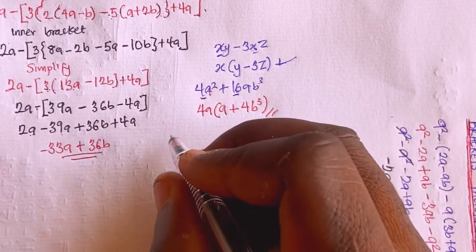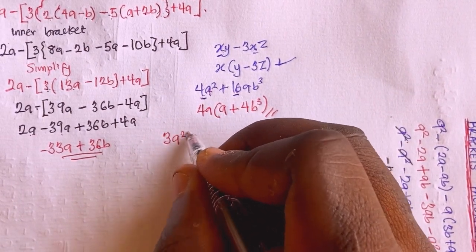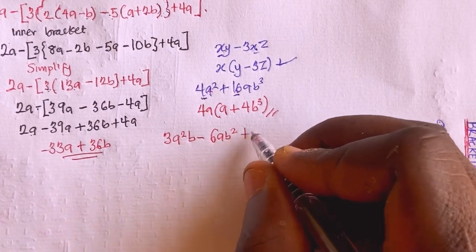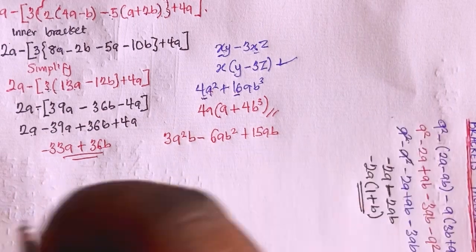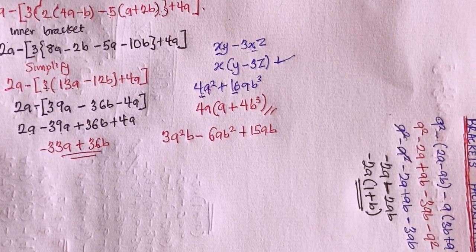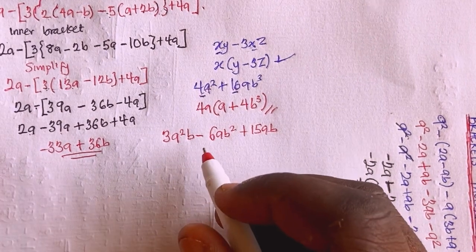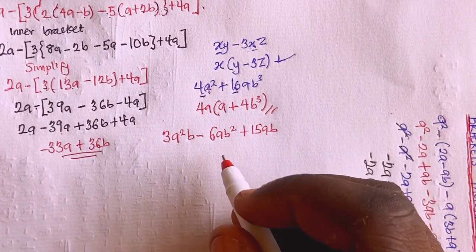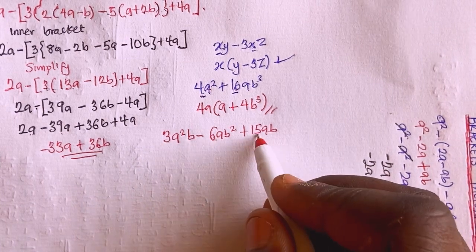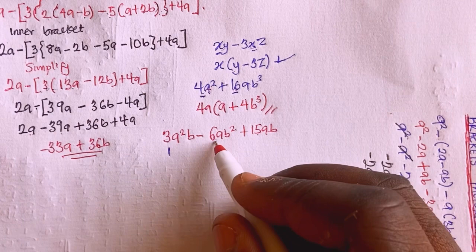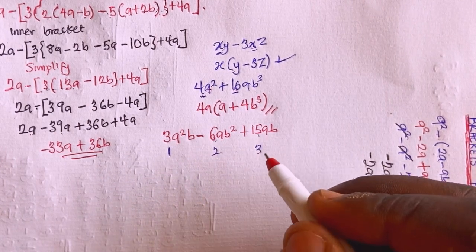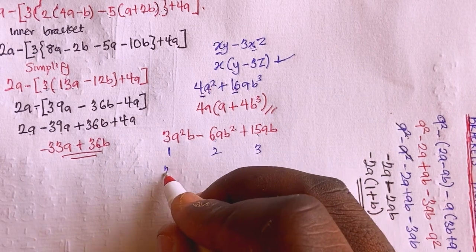Then suppose you are given 3a squared b minus 6ab squared, then plus 15ab, and you are asked to factorize this. This is very, very simple. It's actually a quadratic factor. What is the common factor here? We have 3 here, 6 here, and 15 here. 3 goes in 3, that's 1. 3 goes in 6, that's 2. And 3 goes in 15, that's 5. So I can factorize 3 now.